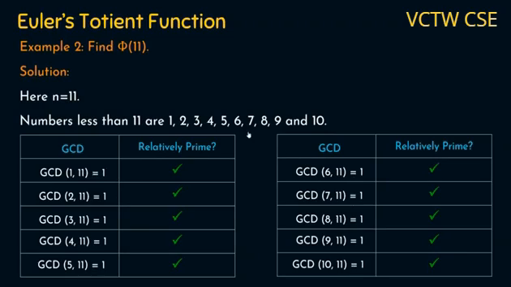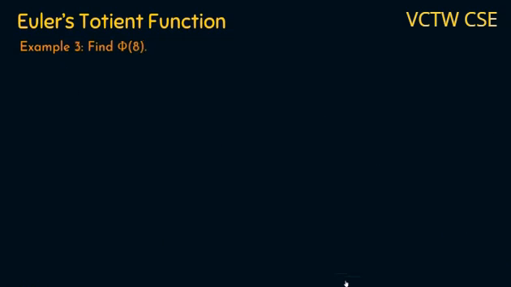So there are how many numbers that are relatively prime to 11? So 1, 2, 3, 4, 5, 6, 7, 8, 9, 10. So there are 10 numbers that are relatively prime to 11. So it's clear that the answer for this question is phi of 11 is equal to 10. Now let's see the last example.